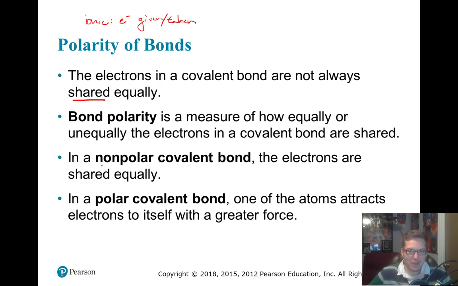Just the same thing with atoms. They are going to share. Sometimes these electrons will be shared equally, and both sides will have an equal portion of the density, but in a lot of cases, the electrons are not shared equally. We call this bond polarity. It's really just a measure of how equally or unequally the electrons are being shared. In a non-polar bond, they're being shared equally, and in a polar bond, they are shared unequally. That means one of the atoms attracts with a greater force.